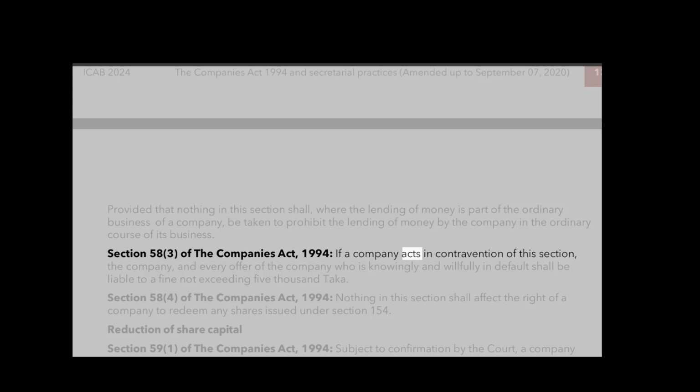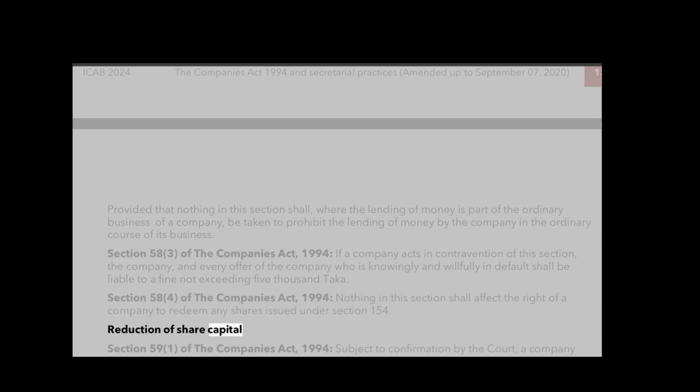Section 58, 3, of the Companies Act, 1994. If a company acts in contravention of this section, the company, and every officer of the company who is knowingly and willfully in default, shall be liable to a fine not exceeding 5,000 taka. Section 58, 4, of the Companies Act, 1994. Nothing in this section shall affect the right of a company to redeem any shares issued under Section 154.